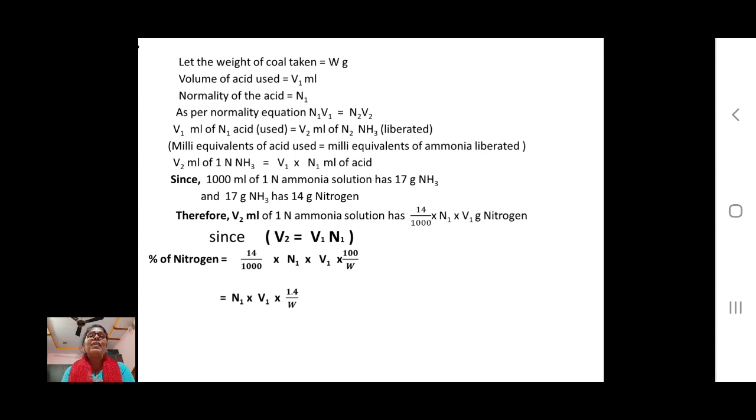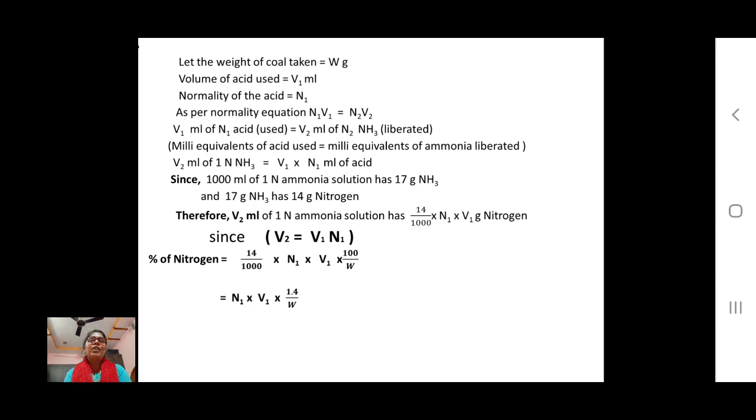Now, 1000 milliliter of 1 N ammonia solution has 1 gram equivalent of ammonia, so it is equal to 17 gram ammonia. The molar mass of ammonia is 17 gram, and the equivalent mass is 17 gram. So it consists of 14 gram nitrogen. Therefore, V2 ml of 1 N ammonia solution has 14 divided by 1000 multiplied by N1 into V1. Instead of N1, V1, we are able to write here V2 and N2.